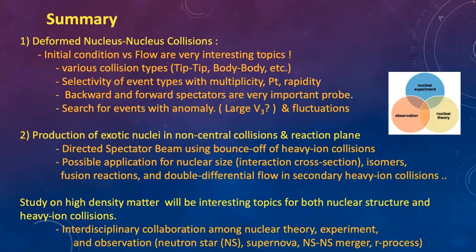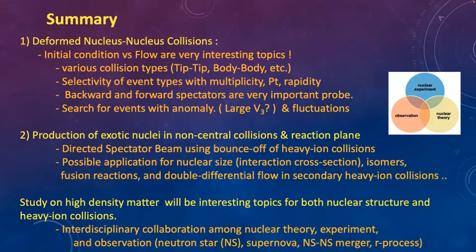So maybe time is over. Summary: related to deformed nucleus collisions, as I said, there are various types of collisions, which is an open question for both high energy and low energy heavy ion collisions. Multiplicity, PT or rapidity may make a useful selection. And I think backward spectators are also very important, even for high energy heavy ion collisions. And this V3 story, I don't know.